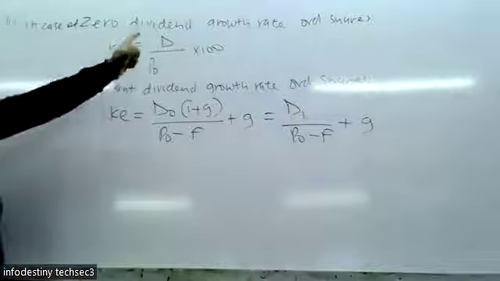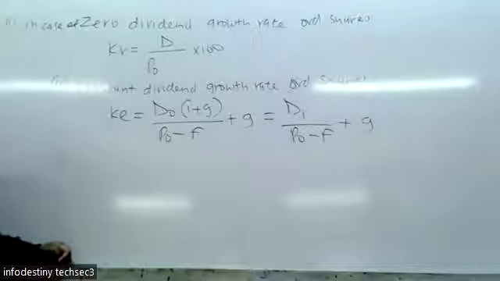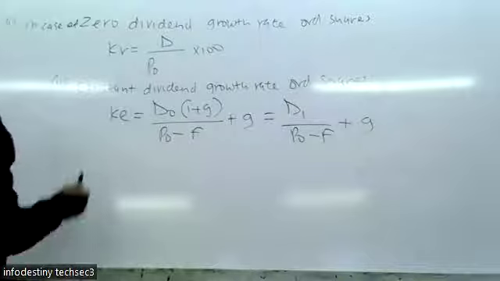In the case of the zero dividend growth rate ordinary shares, how do you get the cost for the retained earnings? Remember, we are saying that the cost of the retained earnings is the same as the cost for the ordinary share, only that there will be no flotation cost.